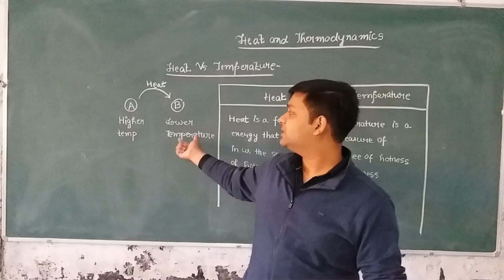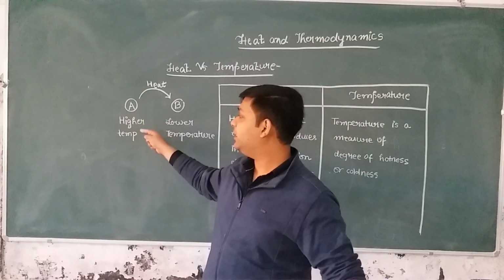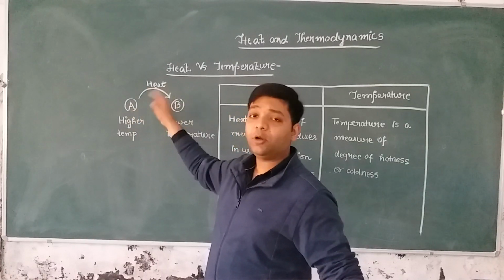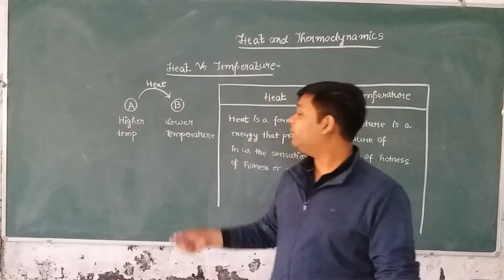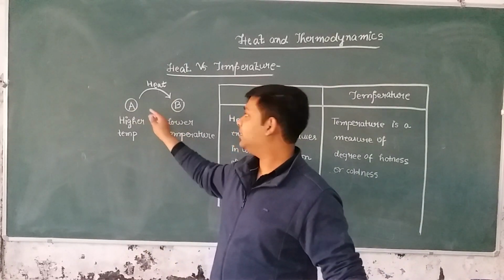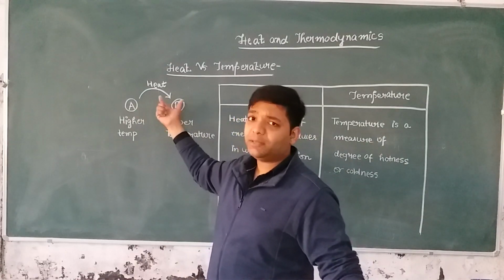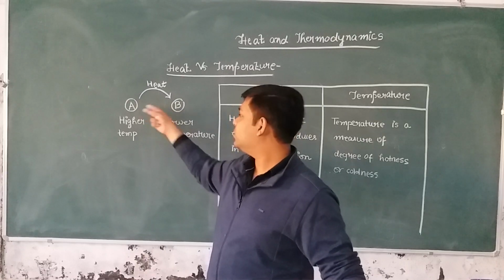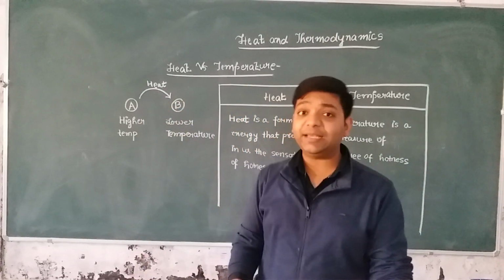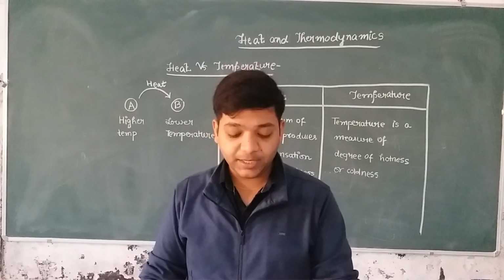So temperature is the deciding factor which decides in what direction the transfer of heat will take place, from A to B or B to A, right? And for the transfer of heat, it is not essential that the two bodies be in contact. They may be in contact or they might not be. If they are placed close enough to each other, then the transfer of heat can take place. So this is the second point of difference.